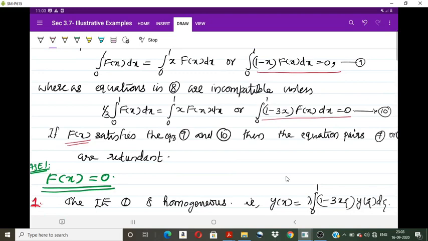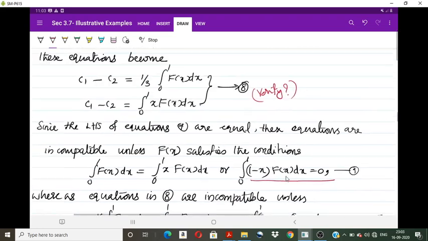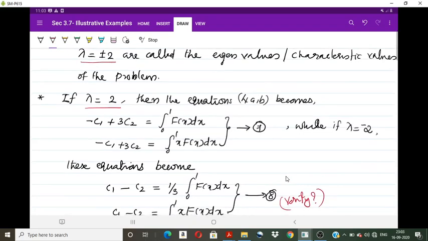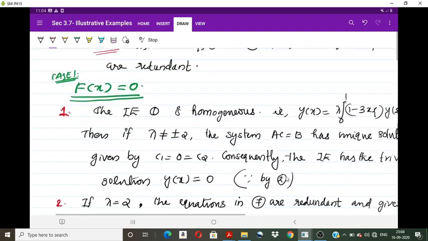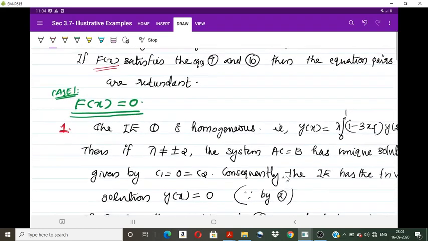So if f of x satisfies equations 9 and 10, then we have the left side of equations 7 or 8. The left hand side is the same, and then the right hand side will be the same. So from this we will get redundant, or repeating, equations.